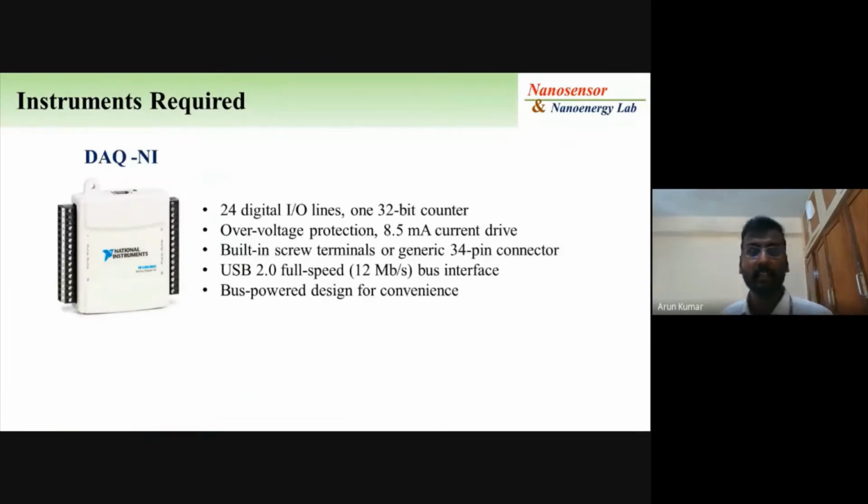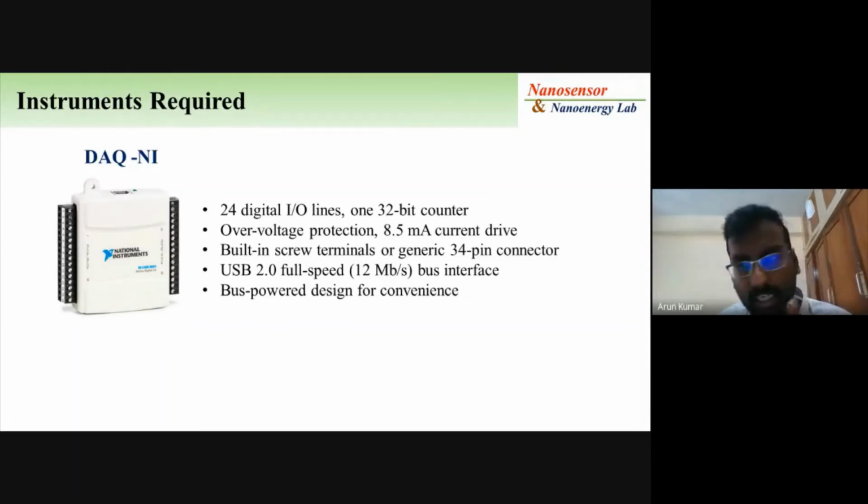And then a data acquisition system. This is a little higher end. If you're going to do multiple inputs, you need this kind of National Instruments system. It is a 24-pin digital IO line device with a 32-bit counter, and it gives good data communication speed of up to 12 megabytes per second. I think a newer USB 3 version is also there, but it's very expensive. So these are all the devices we use for this study.